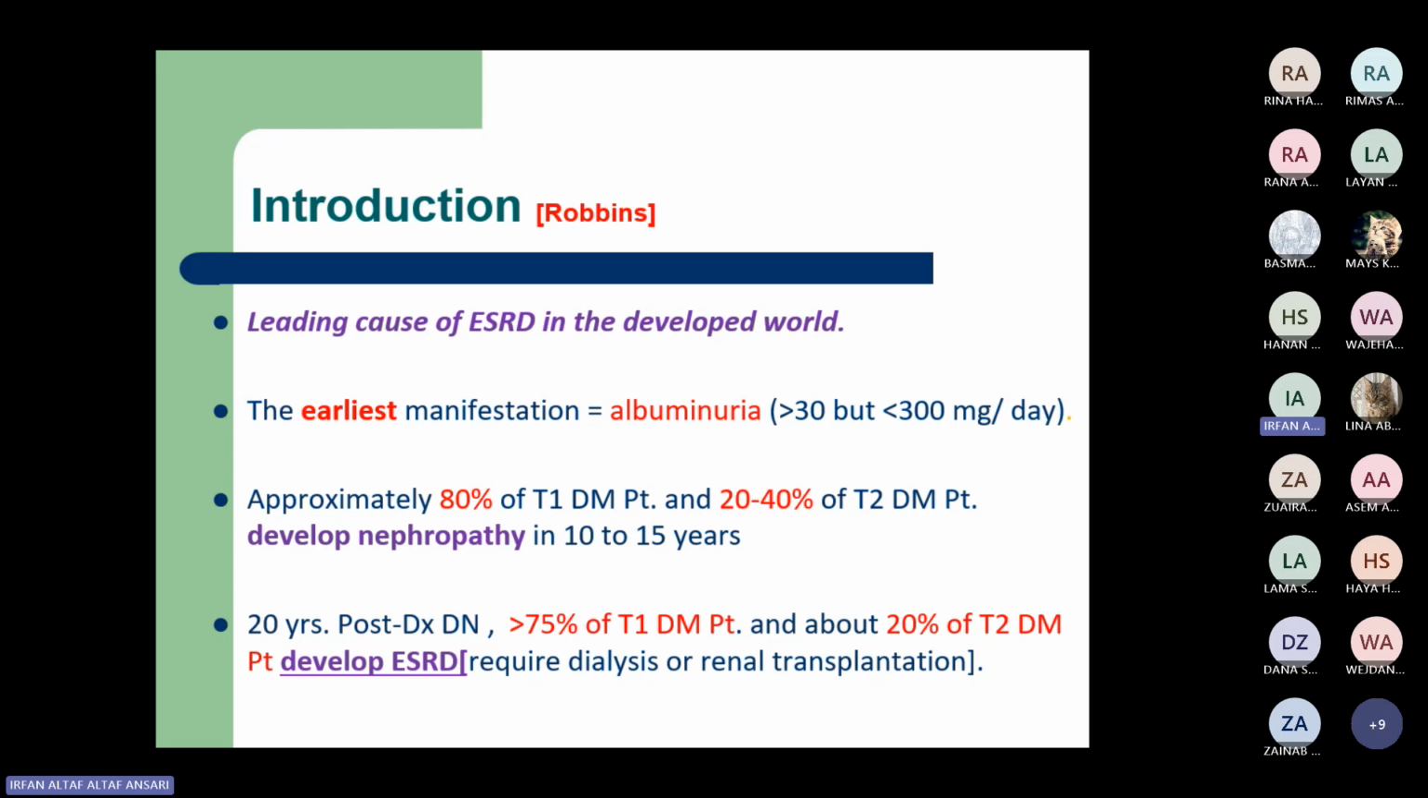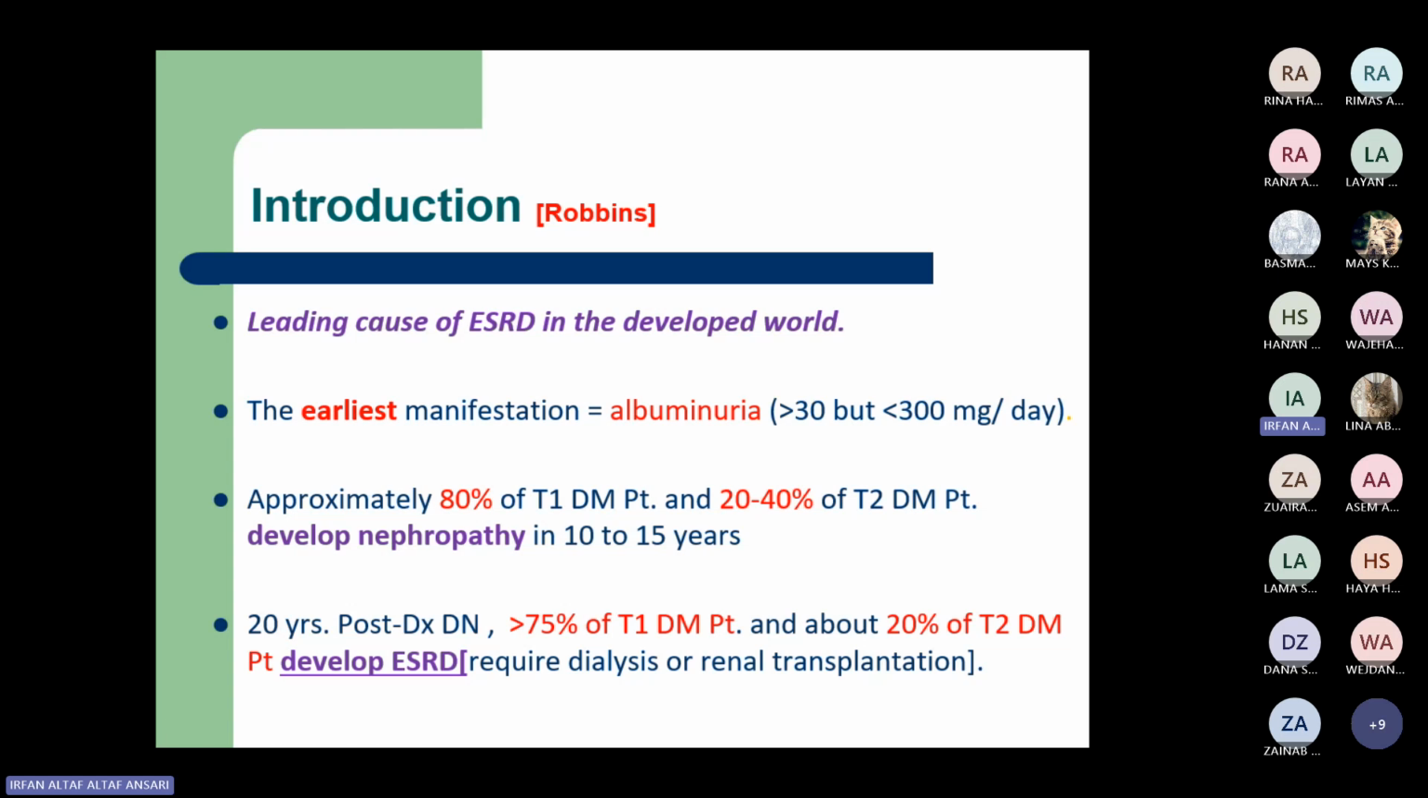This is known as microalbuminuria. And microalbuminuria is the characteristic earliest manifestation of the renal disease, diabetic nephropathy. It occurs in approximately 80% of type 1 diabetes mellitus patients, and 20 to 40% of type 2 diabetes mellitus patients. In a range of 10 to 15 years, they develop nephropathy. And approximately 20 years after the diagnosis of diabetic nephropathy, 75% of type 1 DM patients and about 20% of type 2 DM patients develop end stage renal disease, and they require dialysis or renal transplantation.